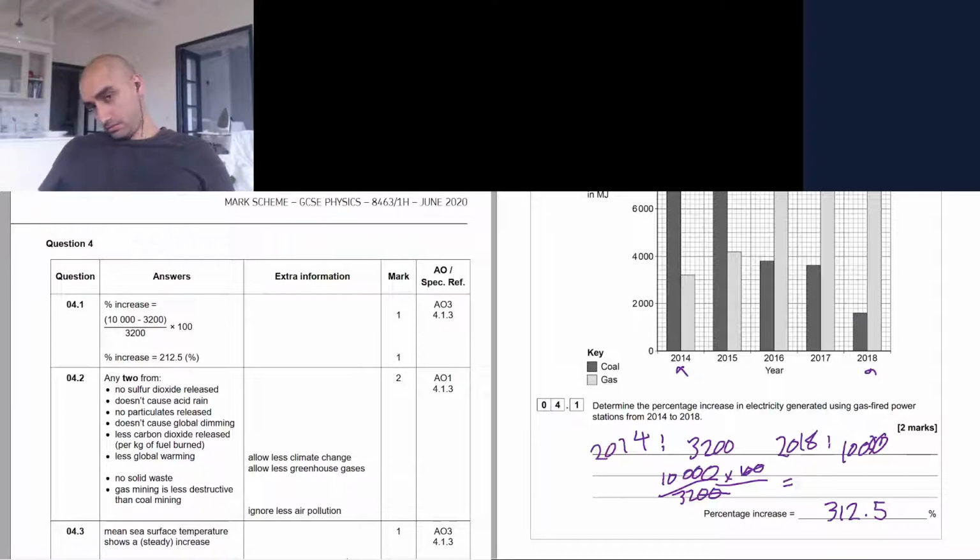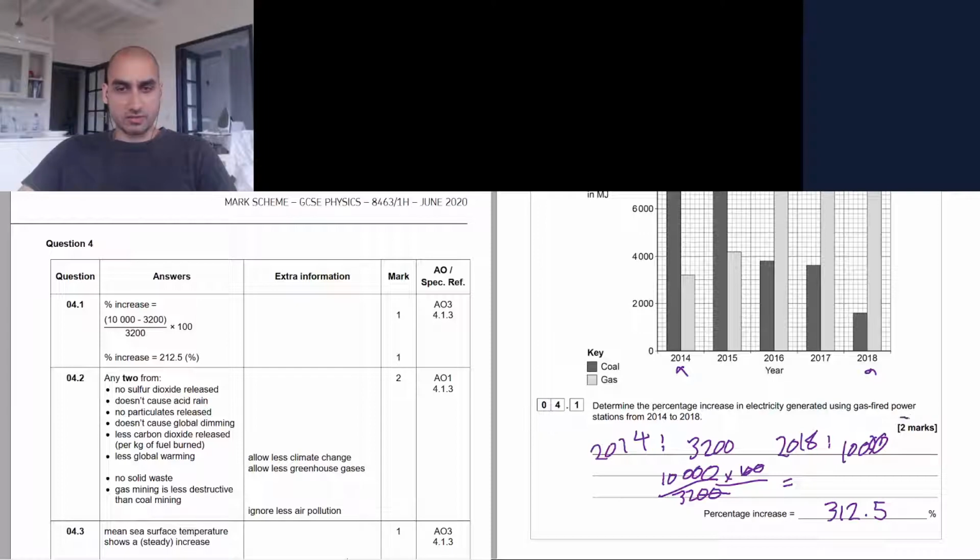Alright, I got the answer wrong, but the method was right. 10,000 minus... So I just didn't put the minus 3,200 there. I think I get 1 mark, but I've done it kind of the other way around from what they've done. I didn't subtract the 100 after. But my formula is correct for percentage ratio.